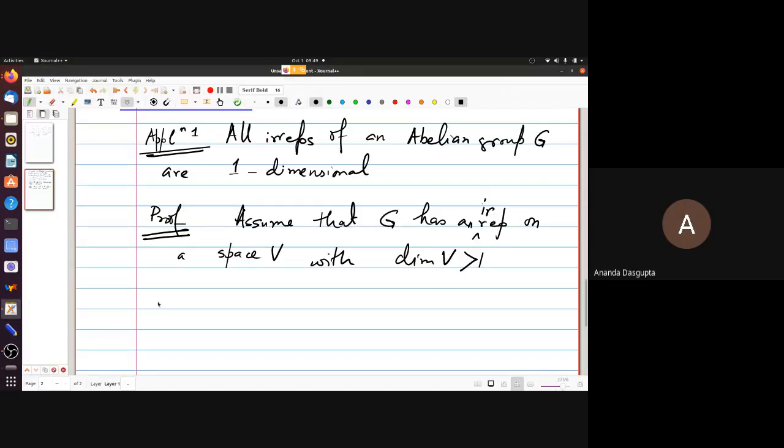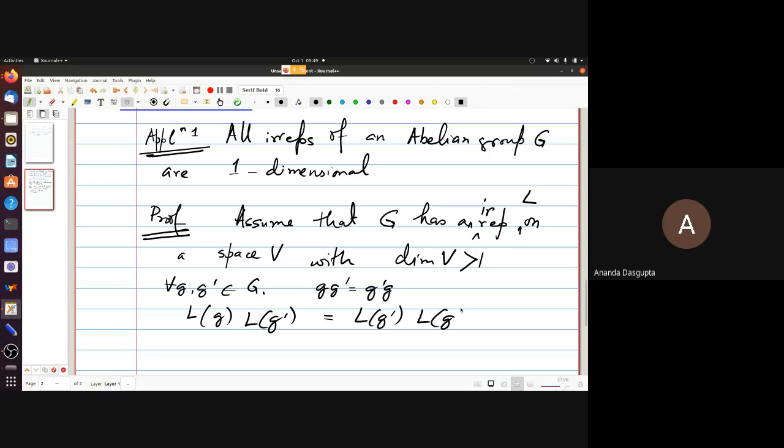So how do you do that? The idea is, so irrep, let's call that irrep L. Since for all G and G prime belonging to capital G, we have GG prime equals G prime G, we have L of G prime G, which is L of GG prime. That's L of G prime G, so it has to be LG prime LG for all G prime belonging to G.